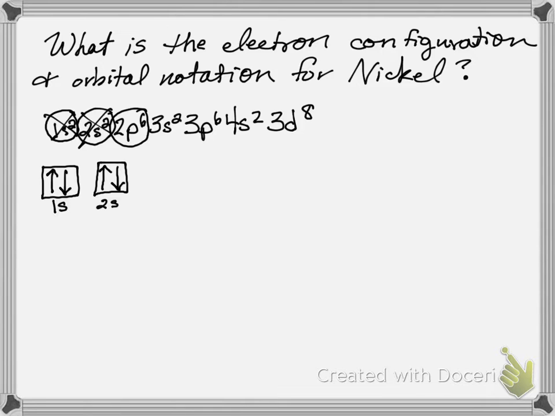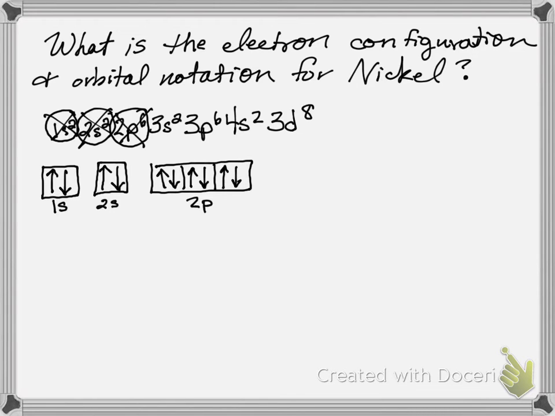Now a p orbital has 3 different shapes. It kind of looks like a dumbbell. One is sitting on the x, one is on the y, and one is on the z. So to show a p orbital, I'm going to draw 3 boxes because there are 3 shapes. 6 electrons max. So I'm going to label this 2p. Now this should have 6 electrons in there, and it's completely full. So I'm going to draw my 6 electrons, each of them spin up and spin down.